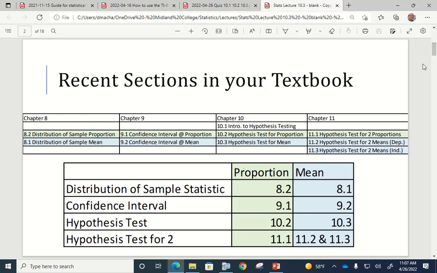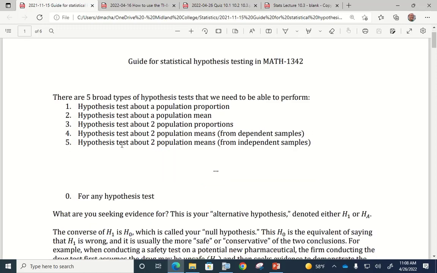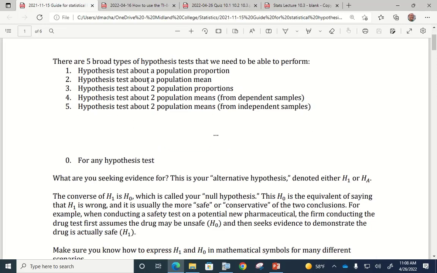And so what I just passed out is kind of a high-level overview of all of this stuff. It's just typed up notes, because I know it's a lot to keep straight. Between chapters 10 and 11, there are 5 types of hypothesis tests that you need to be able to know for your exam.